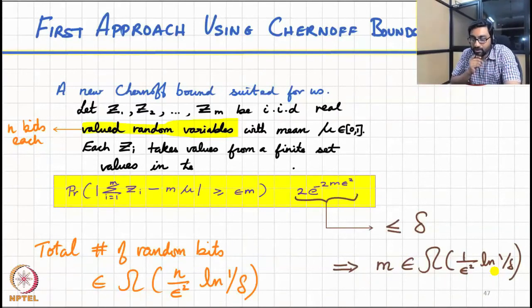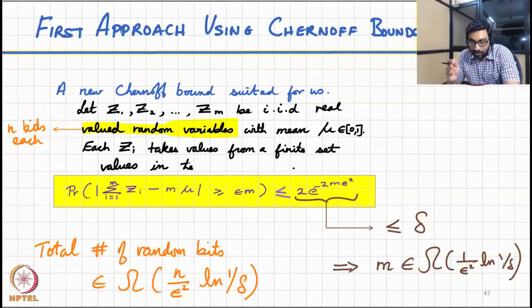We can apply this directly to our context. In order to get a nice epsilon approximation within a confidence interval of 1 minus delta, what we need to ensure is that the right-hand side of this Chernoff inequality is at most delta. And in order to ensure that, all we need to ensure is that m, the number of random variables that we considered, in other words the number of samples that we need, must be in big omega of 1 over epsilon squared ln 1 over delta. And each of these samples, remember, these are real valued variables.